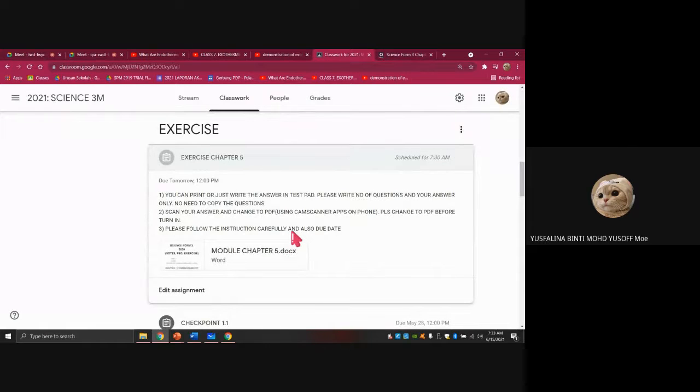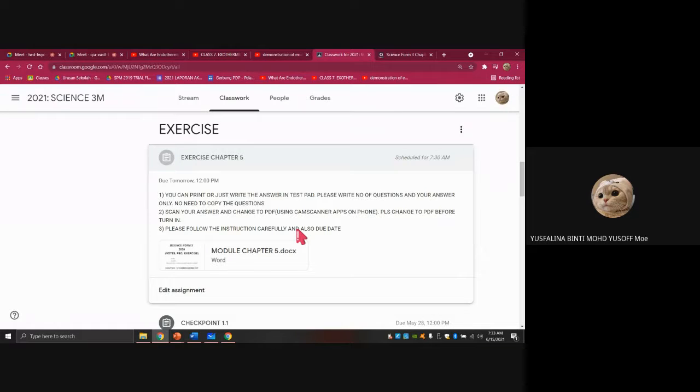For those who don't have a printer, you can just write the answer on the test pad, and no need to copy back the question. Just write the answer, and then scan your answer and change it to PDF. You can use the CamScanner app, take a picture, and then it will turn to PDF. After you change the format to PDF, you can turn it in.